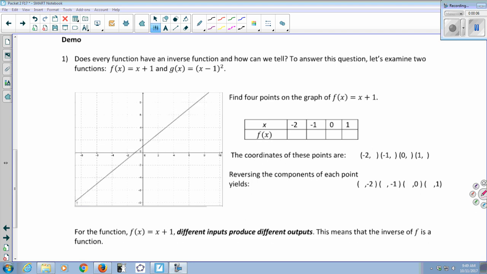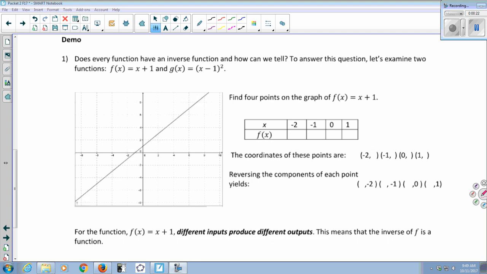Does every function have an inverse function, and how can we tell? To answer this question, we're going to examine two functions, f of x equals x plus 1, and g of x is x minus 1 squared. So we're going to start with f of x equals x plus 1. We're going to find 4 points on the graph.